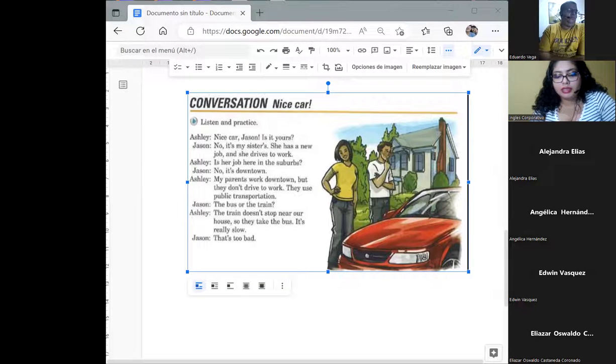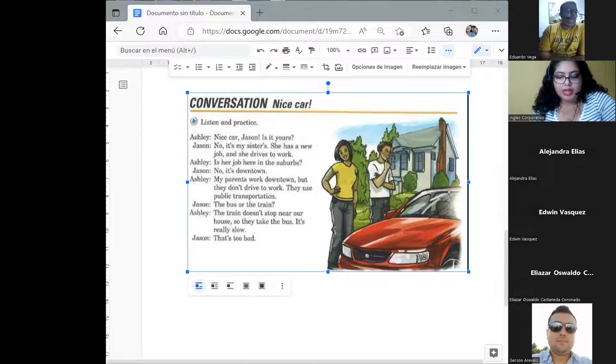So in this case, it's saying that he is not the owner of the car. Él no es el dueño del carro, sino que es su hermana. So then Ashley said, is her job here in the suburbs? Su trabajo es aquí en los suburbios, en las cercanías. Y él le dice, no, it is downtown.